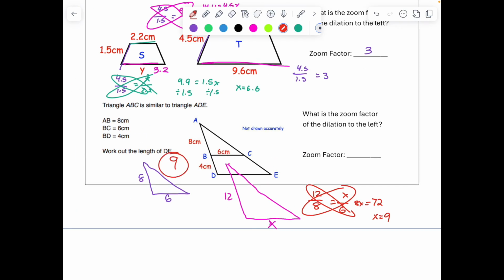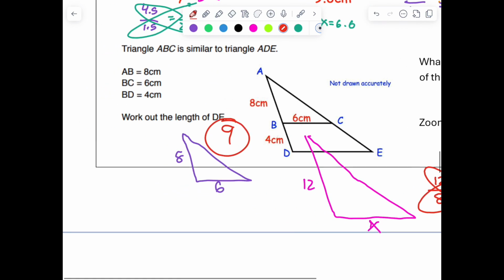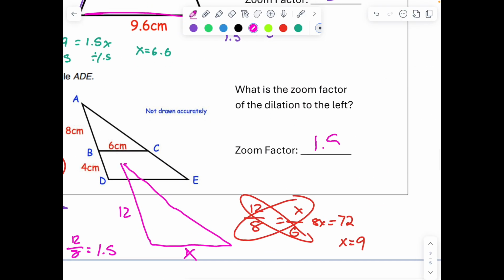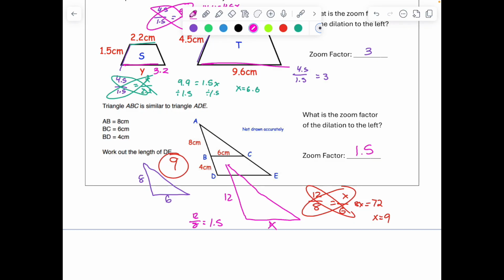And then the zoom factor, again, we can just take one of our ratios of sides, like 12 divided by 8, and we get 1.5. So this triangle has been dilated with a zoom factor of 1.5. Every side has been multiplied by 1.5.